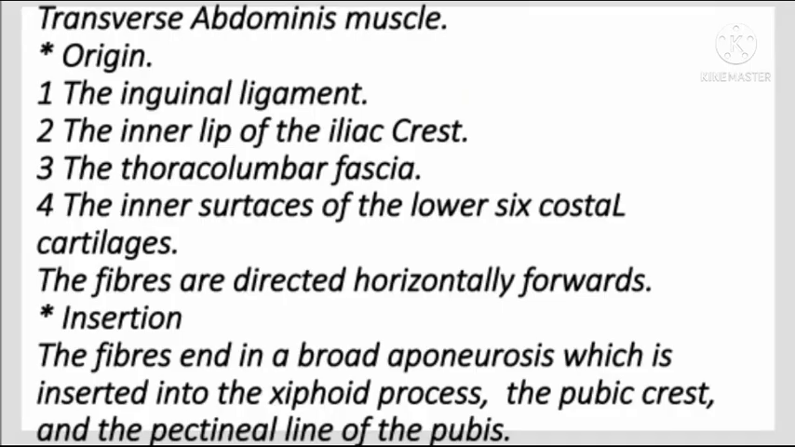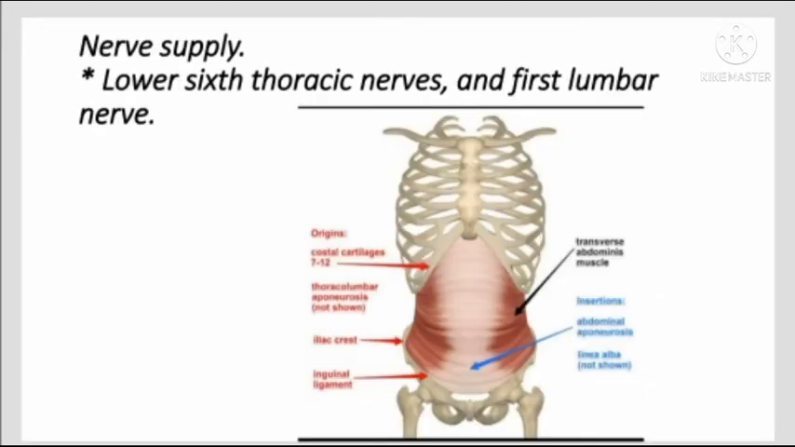Transverse abdominis muscle. Origin is from the inguinal ligament, the inner lip of the iliac crest, the thoracolumbar fascia, and the inner surface of the lower 6 costal cartilages. The fibers run horizontally forward. Insertion, the fibers end in a broad aponeurosis which is inserted into the xiphoid process, the pubic crest and the pectineal line of the pubis. Nerve supply, lower 6 thoracic nerves and the first lumbar nerve.